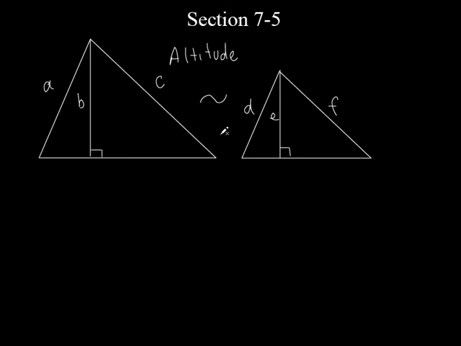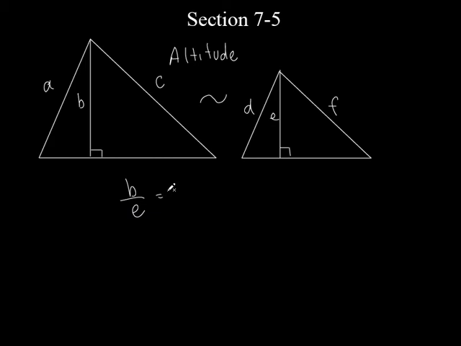Okay, it says the lengths of the corresponding altitudes. So which ones are the altitudes? Give me the letters for the altitudes. B and E, right. So the lengths of the corresponding altitudes are proportional to the lengths of the corresponding sides. So proportion. So what am I going to do? I'm going to write a fraction, a ratio, right? So I'm going to compare the altitudes to each other. So how would I write that? B over E. Good.